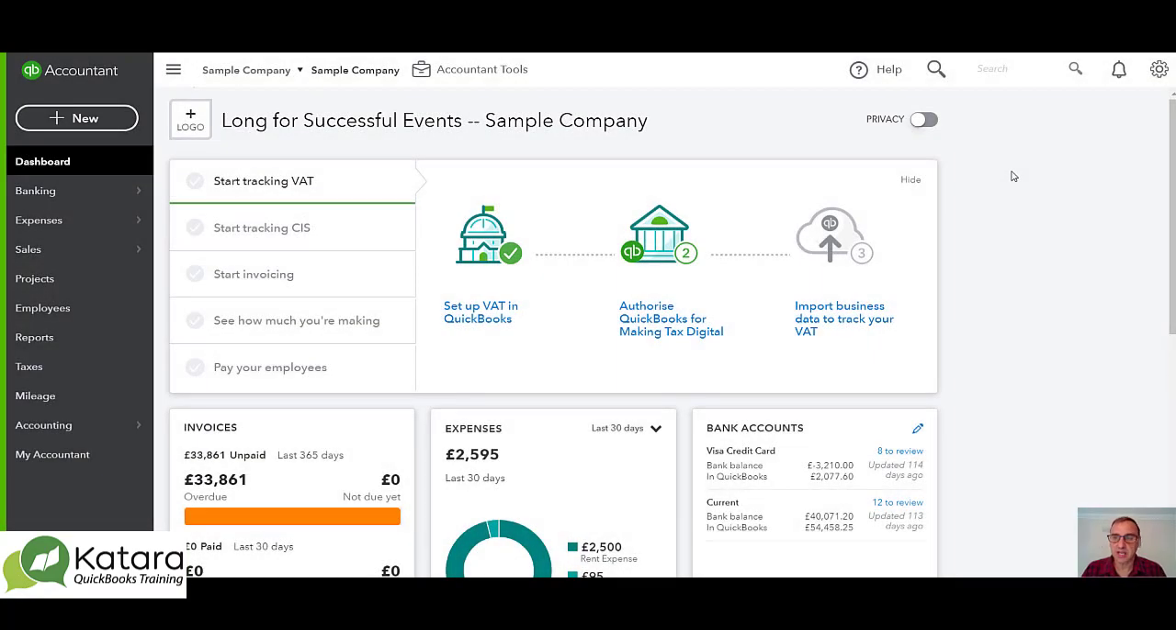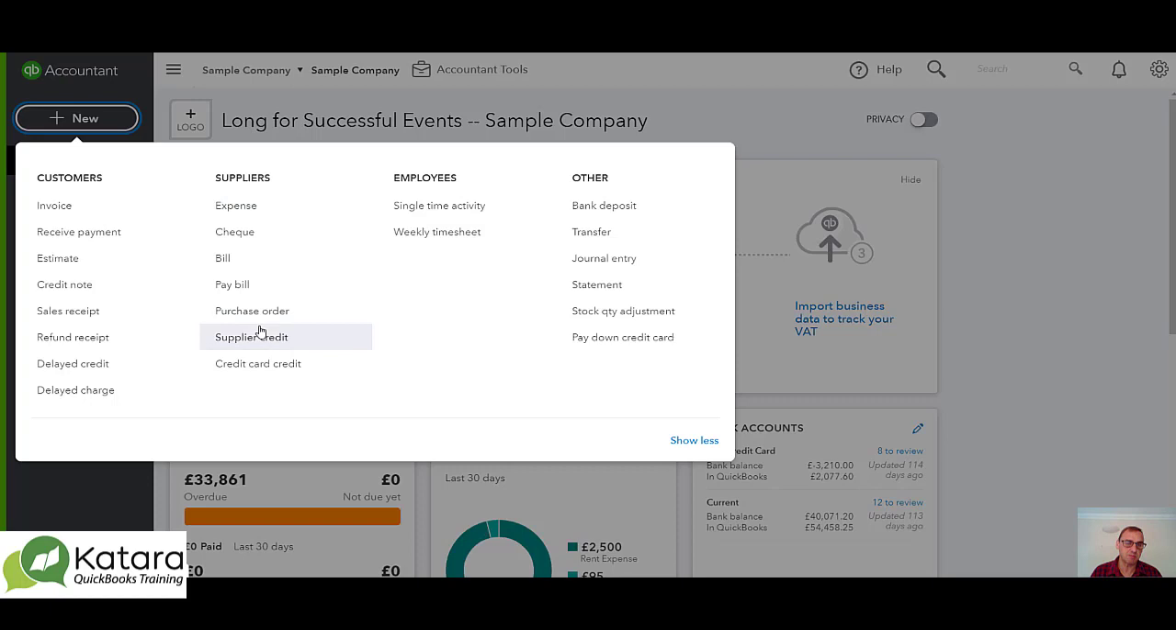To improve accuracy in our data entry, we need to understand the terminology of QuickBooks, and particularly the terminology on the supplier side. So if we go to the plus sign on the left hand side here, we've got all our possible manual transaction types under supplier here. And this is where some confusion can arise.